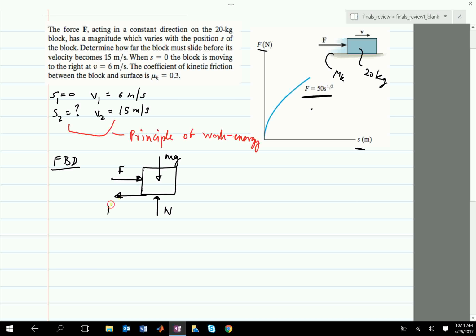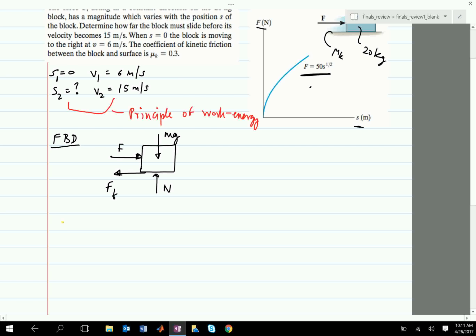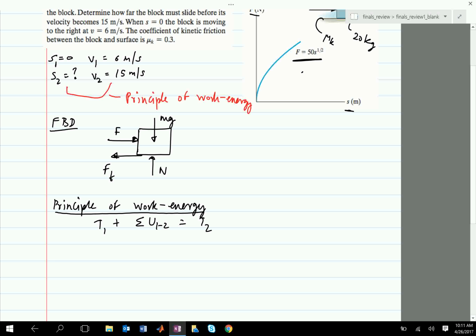And friction is this way. Okay, so the principle of work and energy states that T1 plus the summation of U12 is T2. So initial energy is half mv1 squared, plus the work done.